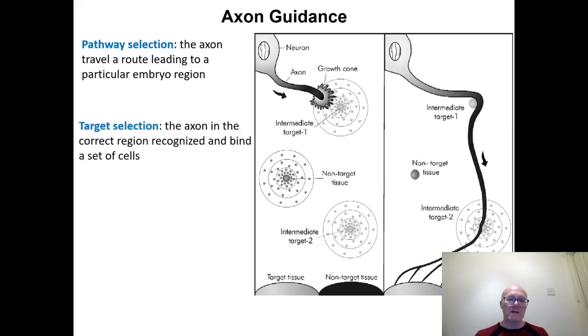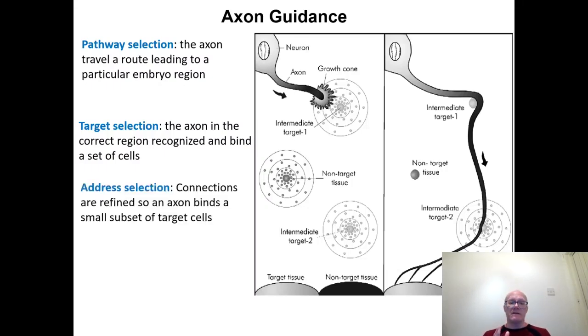Once the axon reaches the target tissue, we have target selection. So when you reach the target tissue, the axon starts to bind the cells on that target tissue. And the initial binding can be very generic. It doesn't actually need to be related with any axonal activity. In fact, these first two elements, the pathway selection and the target selection, do not require any biochemical or electrical activity in the neuron.